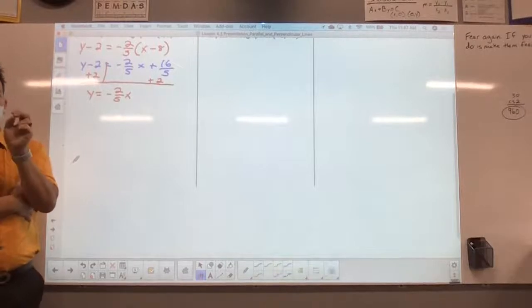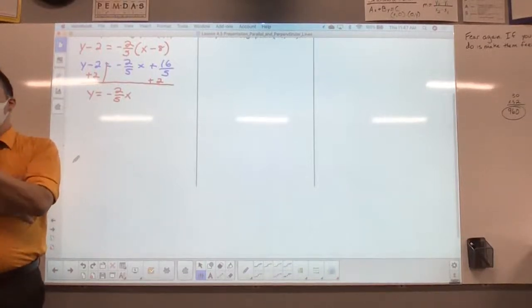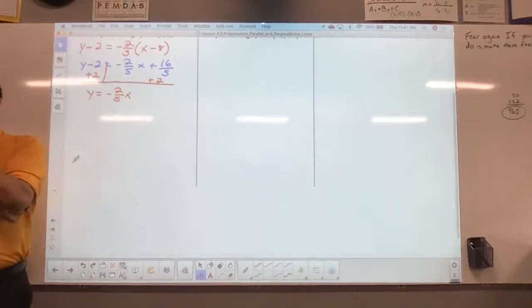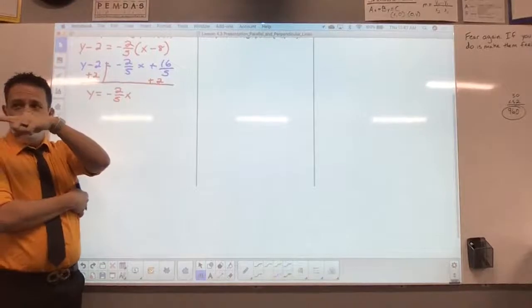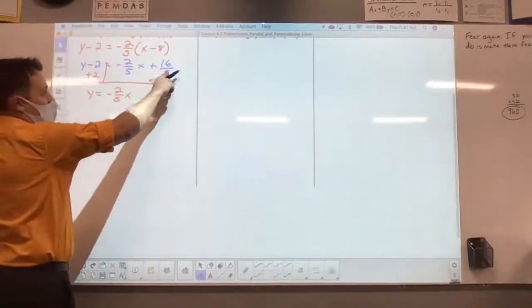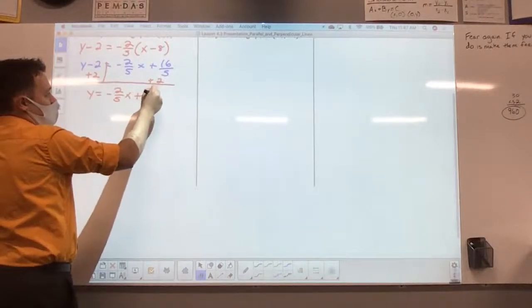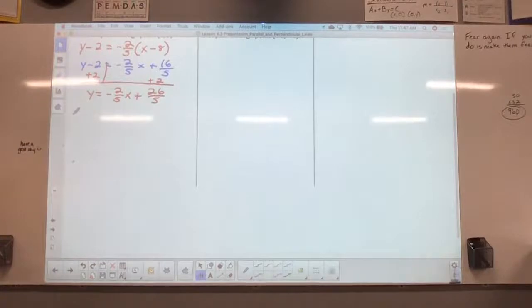That's it. If you don't know how to do it, put it into a calculator. Otherwise, figure out the common denominator, which would be 5, and then it would be 10 over 5, and 16 plus 10 is 26 over 5. Does that make sense to everybody?